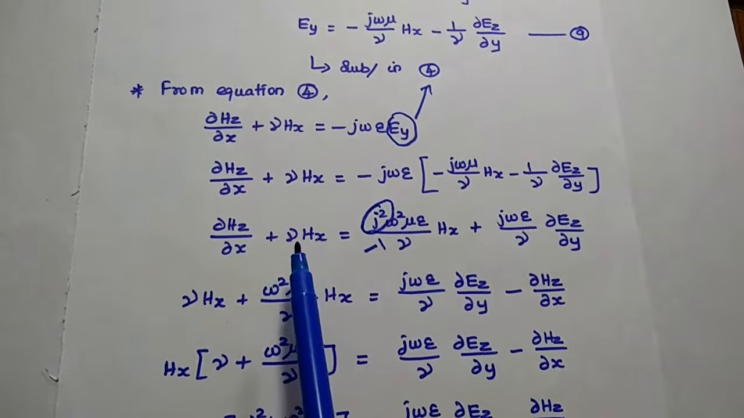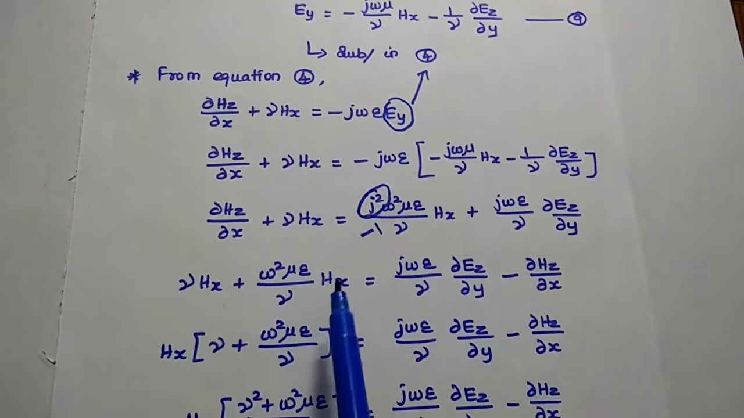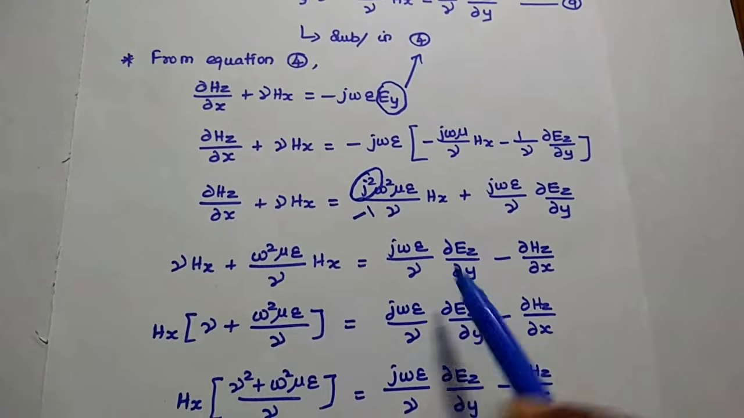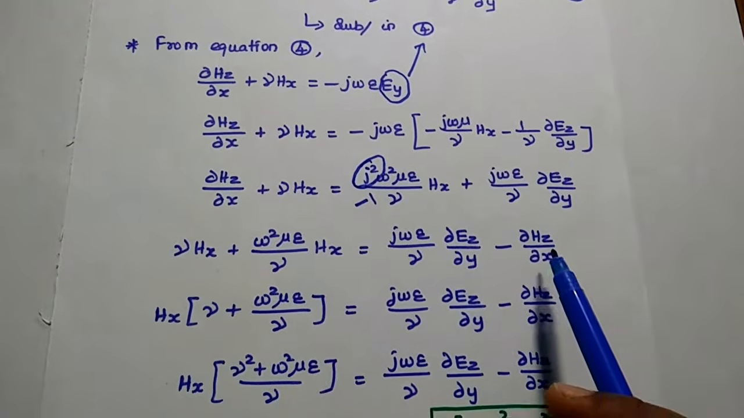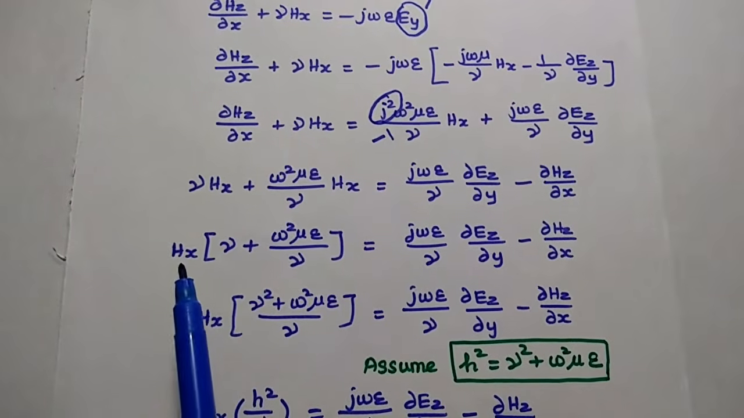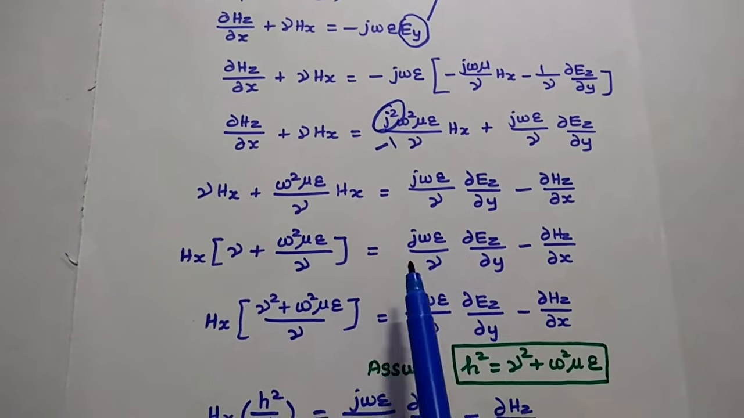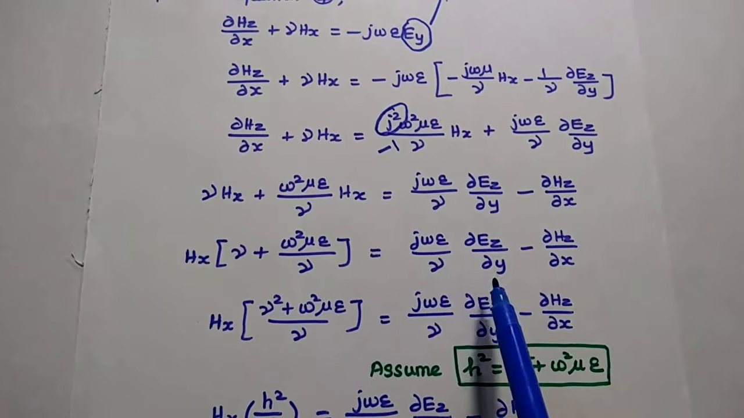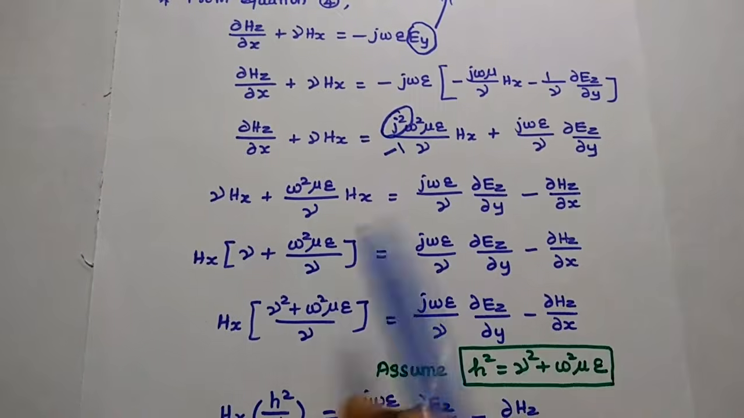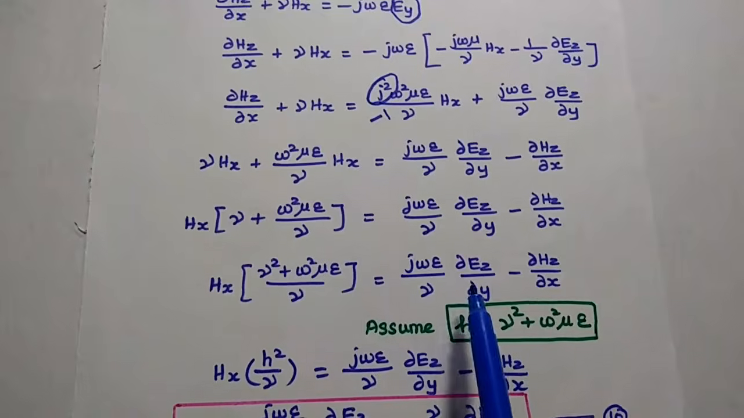So here we get gamma Hx plus omega squared mu epsilon by gamma Hx is equal to this term, j omega epsilon by gamma dou Ez by dou y. This term becomes minus on this side, so minus dou Hz by dou x. Here we can take this Hx as a common one. So this term becomes gamma plus omega squared mu epsilon by gamma, that is equal to j omega epsilon by gamma dou Ez by dou y minus dou Hz by dou x. Here we can simplify the term further like this: gamma squared plus omega squared mu epsilon by gamma is equal to this term.